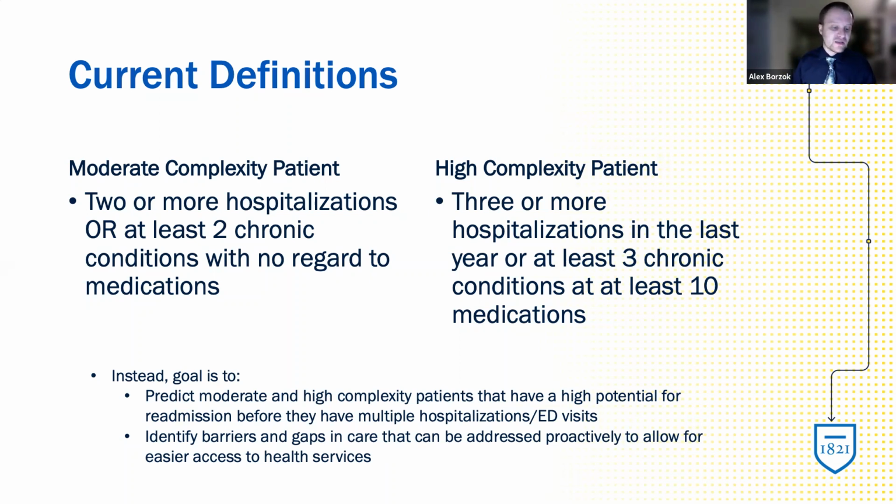So current definitions that are used by many programs out there: a moderate complexity patient who would be referred for some level of services would be 2 or more hospitalizations or at least 2 chronic conditions with no regard to medications. Further, a high complexity patient is 3 or more hospitalizations in the last year, or at least 3 chronic conditions and at least 10 medications. The problem with these definitions is they're very vague and very open-ended, particularly when it comes to medications. So 2 chronic conditions with no regard to medications, or at least 3 chronic conditions and at least 10 medications.